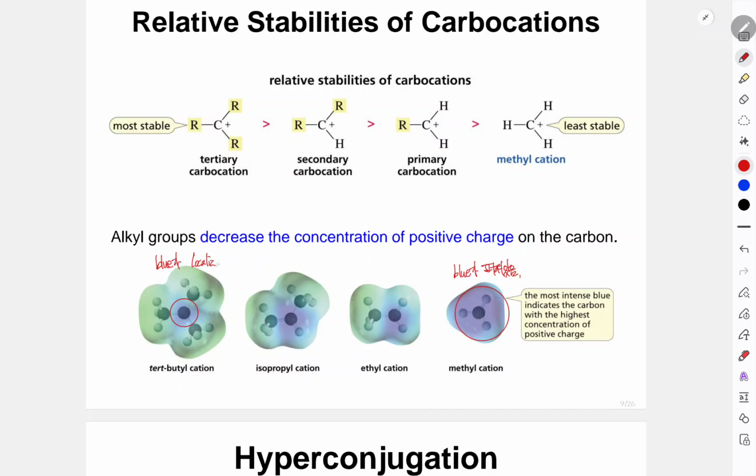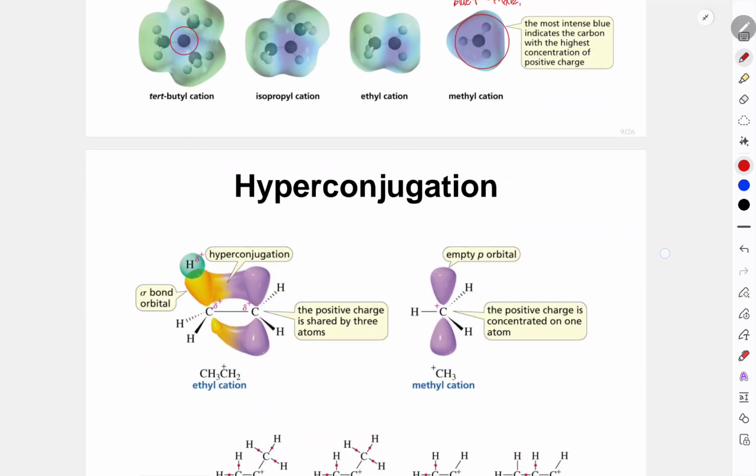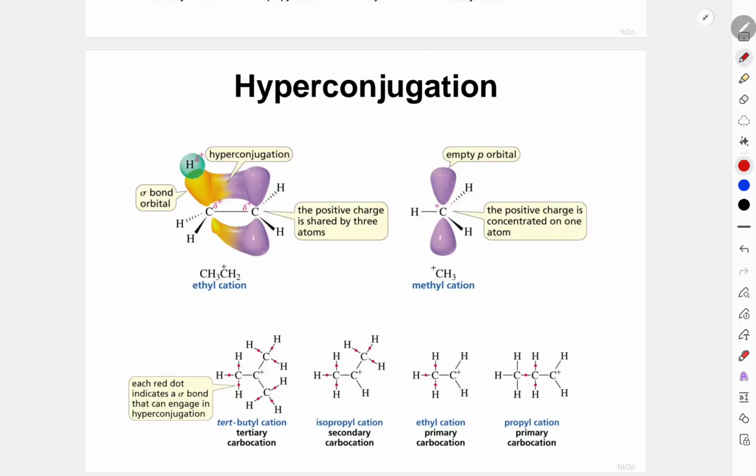So the R group has a sort of electron donating effect, decreasing the concentration of the positive charge on the carbon. And this can be further rationalized by the hyperconjugation effect, which we studied in the previous chapter. This is the hyperconjugation scheme. You have the ethyl cation and methyl cation. This is a primary carbocation.